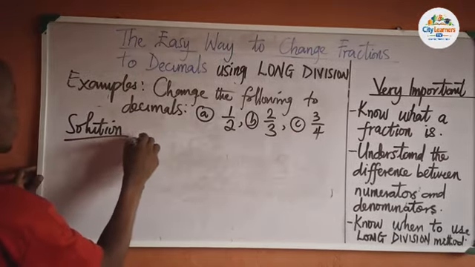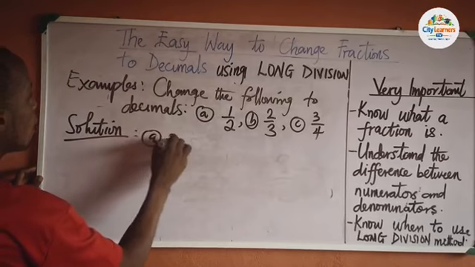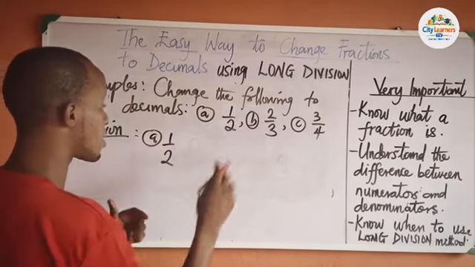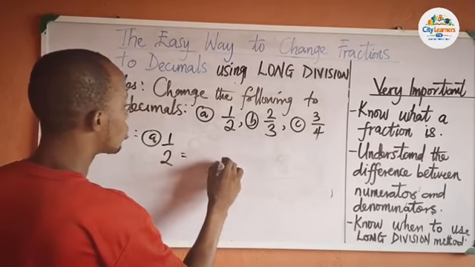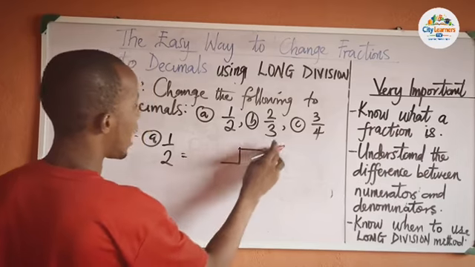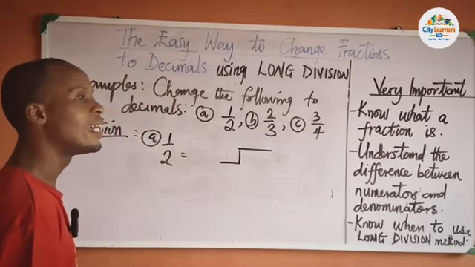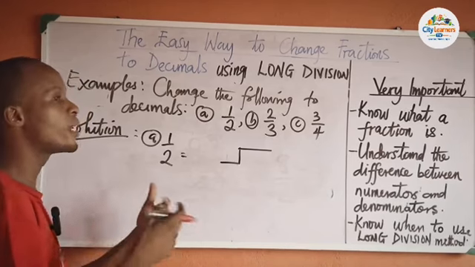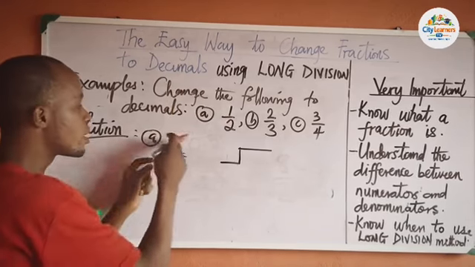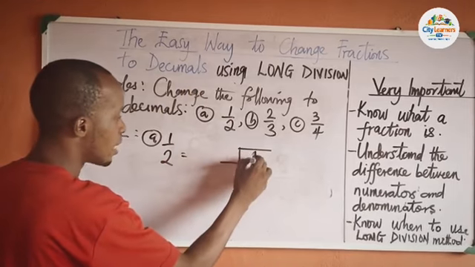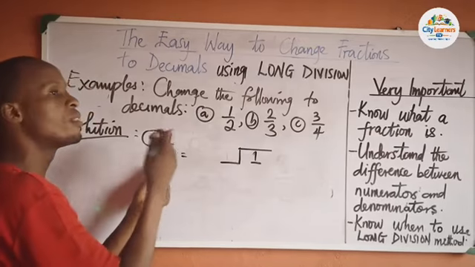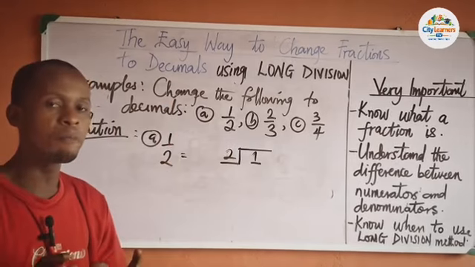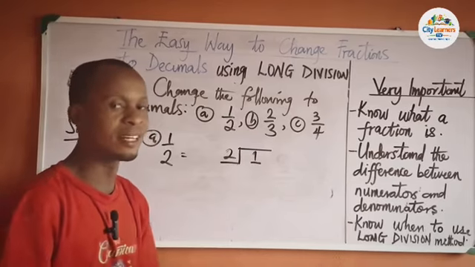Here we go. Solution A, 1 over 2. The easy way to change 1 over 2 as a fraction to a decimal is by first drawing your long division line, and knowing how to place your numbers in it. Note that the number we are dividing is the number above, which is the numerator. So we write it inside, 1. And the number we are using to divide, the denominator, we put outside. And then we can begin to solve the mathematics.